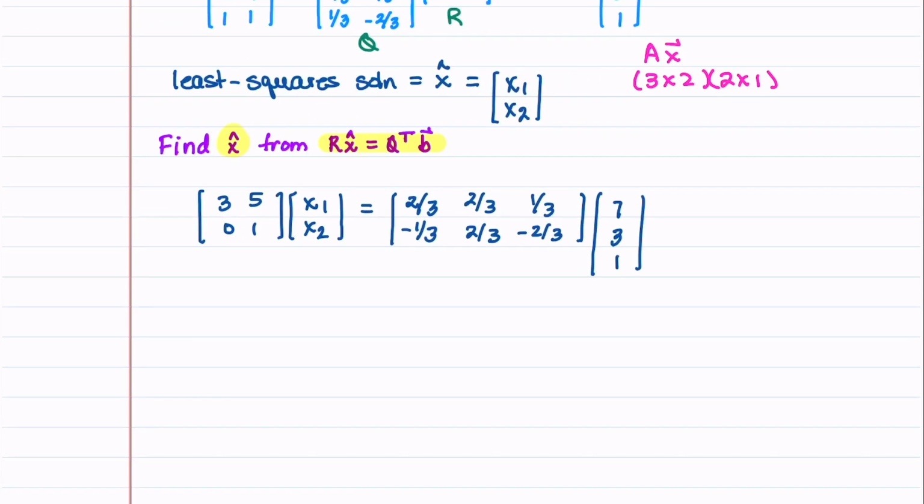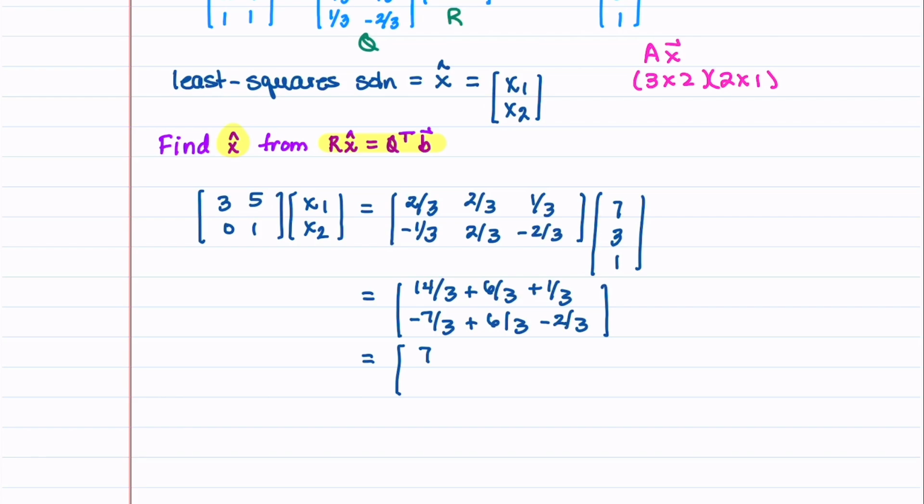Let's multiply our matrix and our vector on the right. We're going to get a 14 over 3, and then we're going to add a 6 over 3 and then a 1 over 3. Our second component is going to be minus 7 over 3 and then a 6 over 3 and a minus 2 over 3. If we add all of these up, we're going to get a 21 over 3, which is a 7. And in our second component, we're going to get a minus 9 plus 6, which is a minus 3. And we're going to divide that by 3. And that gives us a minus 1.